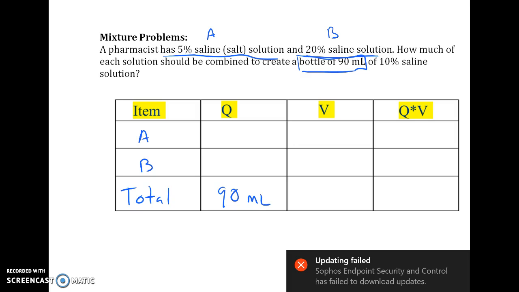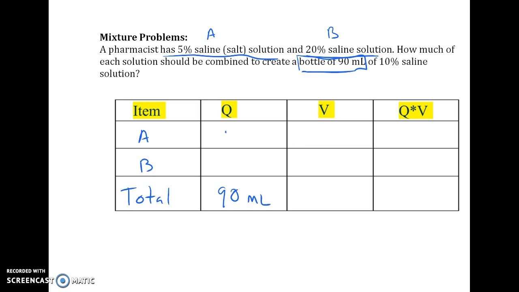We also know that if this is A, to quickly figure this out, all we have to do is go 90 minus A. We're going to continue to work with just getting one variable in our system so that we don't have to play with two. Next, we put in the value.